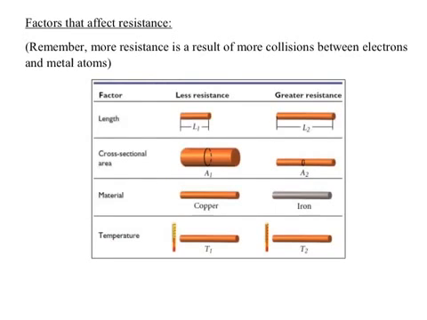Now let's take a look at 4 factors that affect resistance. And first of all, remember that resistance is really a result of more collisions between electrons and the metallic atoms in the copper wire, whatever the wire is made of. So the first thing we'll notice is that length is directly related. Shorter length, less resistance. Longer length, more resistance.